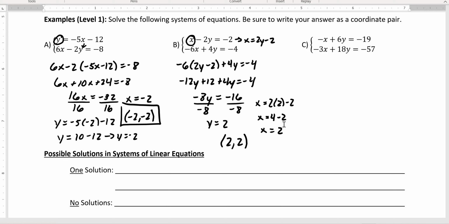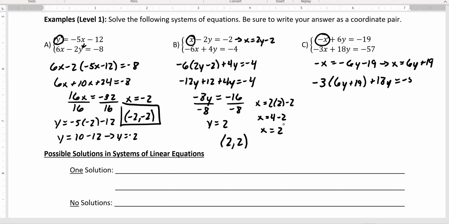All right, now this one, nothing really too pleasurable to see here. -x plus 6y. I suppose this -x would be the easiest one to get. So I will say -x equals -6y minus 19, which means that x equals 6y plus 19, once I switch all those signs. So I will have -3 times (6y plus 19) plus 18y equals -57. -3 times 6y is -18y. -3 times 19 is -57.